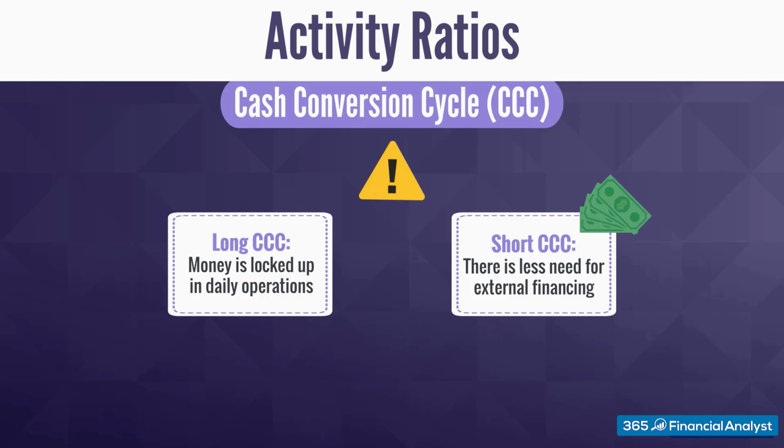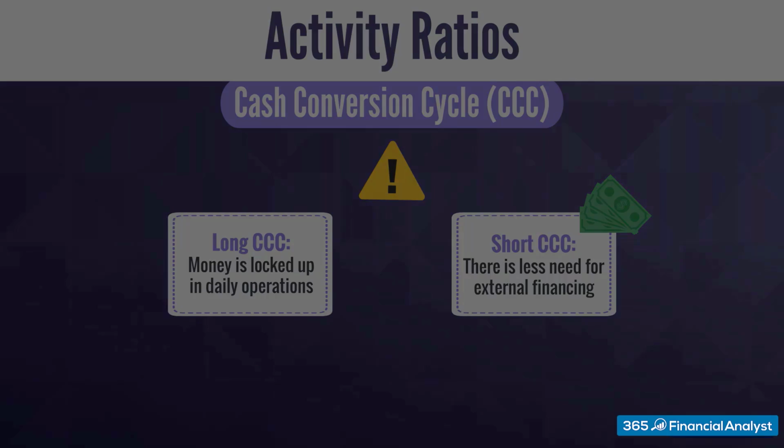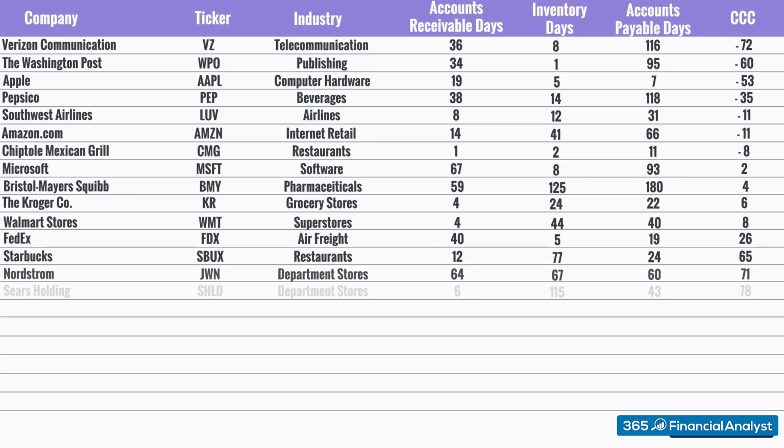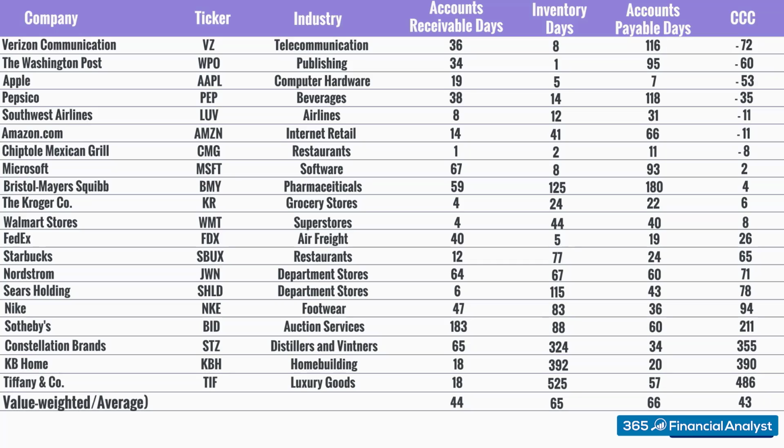Of course, before you decide whether the cash conversion cycle of an organization is too long or too short, you need to compare it to the industry average. For illustrative purposes, we will examine the relevant indicators of several well-known companies. As we can see, these figures vary significantly, depending on the industry and type of operations.